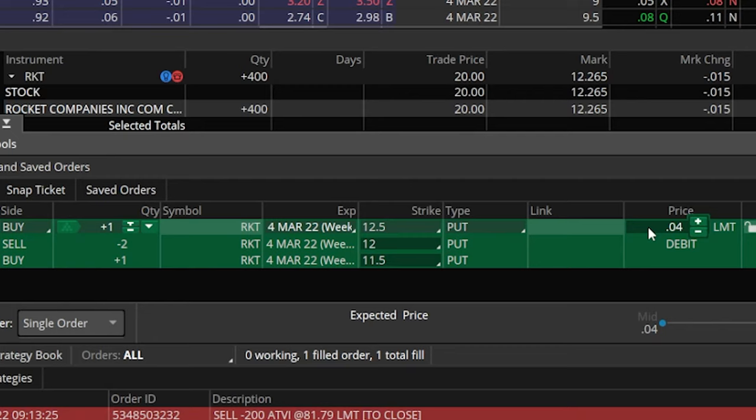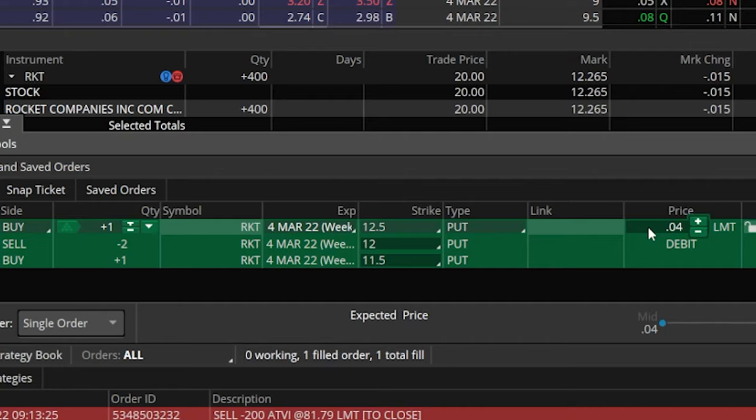Now, in the case that we're right and we're exactly right, Rocket is exactly $12 a share on the 4th of March. The absolute most we could make on this trade is the width of our spread. In this case, it's 50 cents. So if the most we could ever sell this thing for is 50 cents and we paid 4 cents for it, the most we could actually ever make is going to be $46.